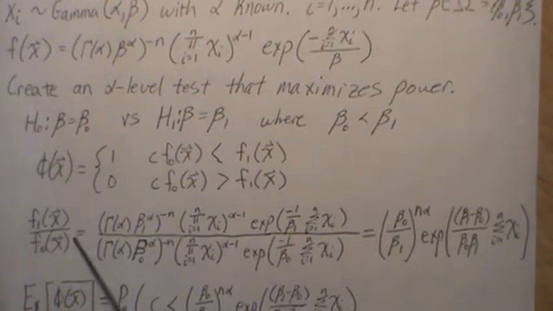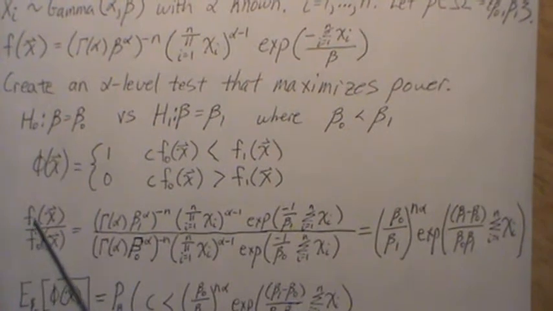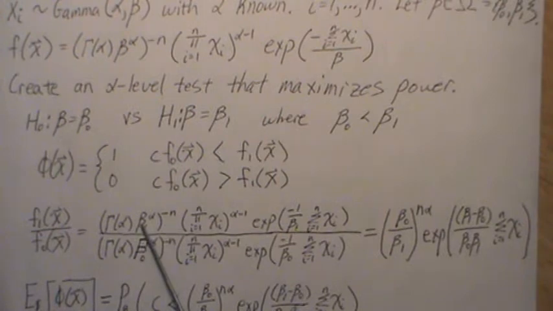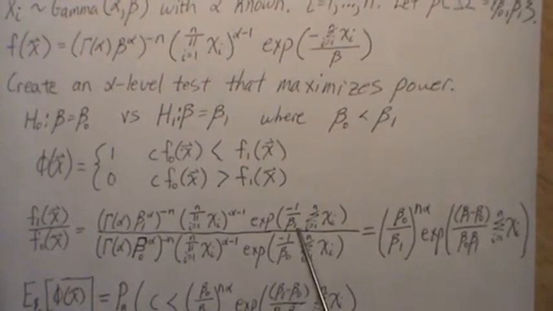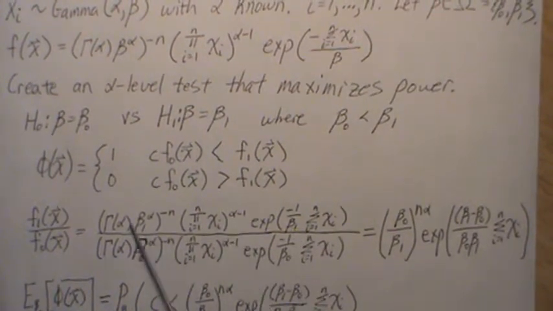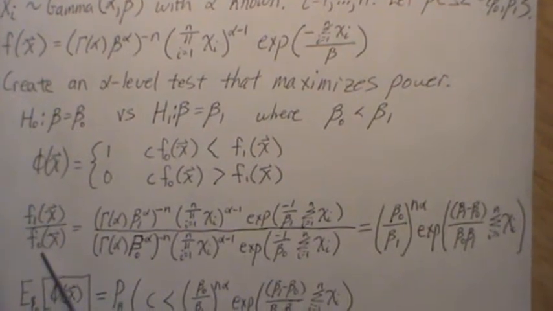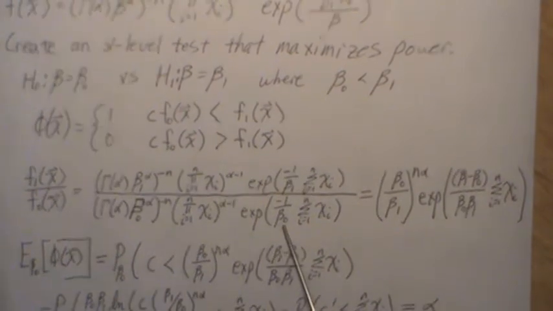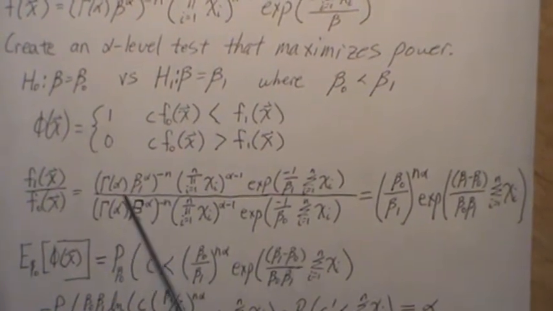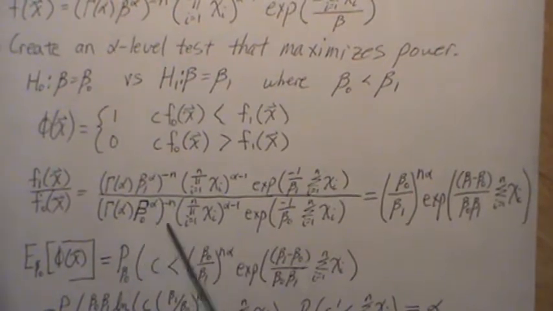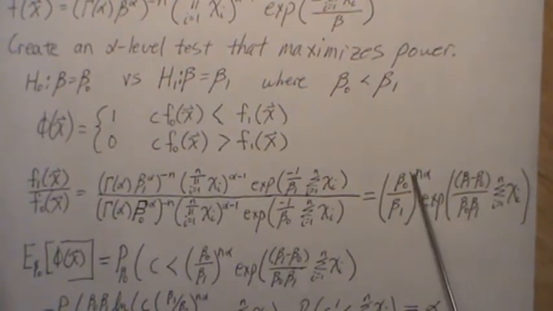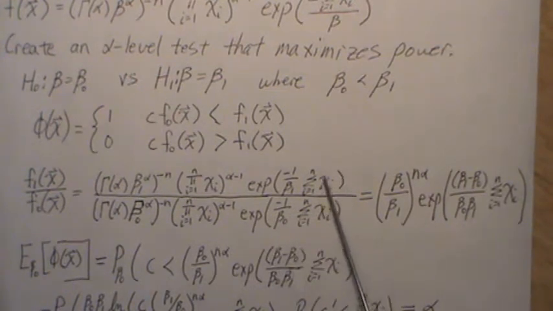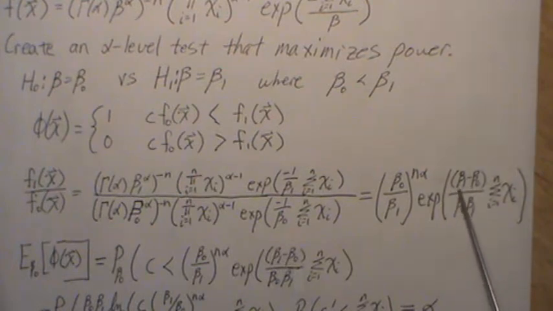Let's look at that likelihood ratio. So the f1 of our data over f0 of our data, so that means we plug in beta 1 for beta in here. Now alpha is assumed to be known, and here in f0 we plug in beta 0 for the beta parameter. Now the gamma of alpha cancels. This I take the reciprocal to make it a positive exponent. This e function can be brought up front. We factor out the sum of the x's and we're left with this.